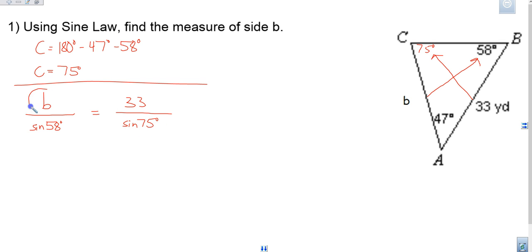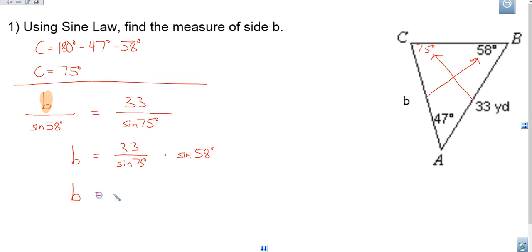Now at this point, I want to isolate b. I want that all by itself. The reason why I like to put that on top is we are now dividing b by sine 58. If I want to get rid of that, I can multiply both sides by sine 58. So 33 divided by sine 75 and then multiply by sine 58. That will give me b isolated. So now I can just multiply that out. I don't need you to evaluate this, write down all the decimals, and then multiply by this one. Just do all of that on your calculator.